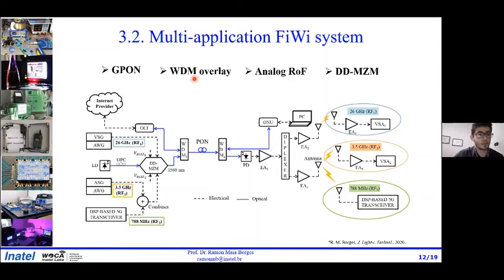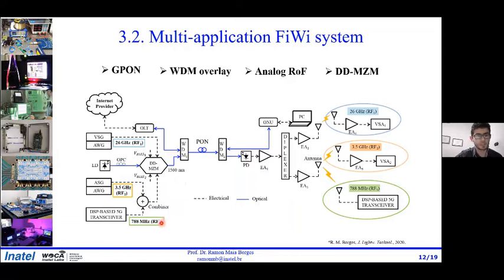Okay, second technique, multi-application fiber wireless system using dual drive Mach-Zehnder modulator. The idea in this proposal is exploiting the passive optical network from an internet service provider to deploy the multiband 5G fronthaul. So we have an optical network from an internet provider, here OLT, here ONU, and we have used this network to implement the 5G fronthaul. It has been implemented using 3.5 gigahertz and this frequency and the 26 gigahertz. Here using the 5G transceiver from Brazil.